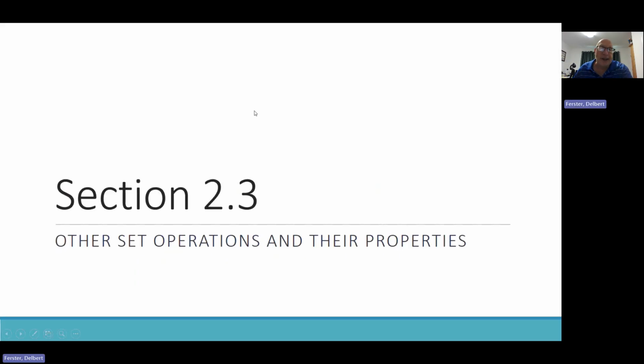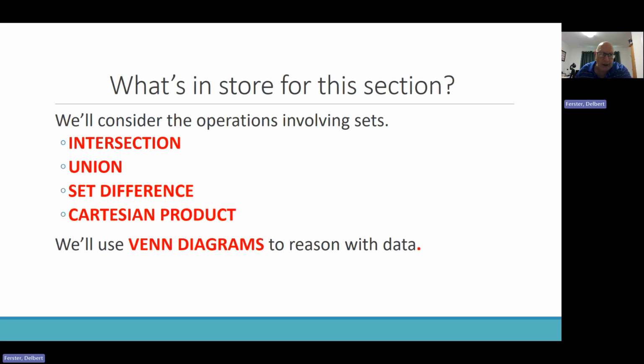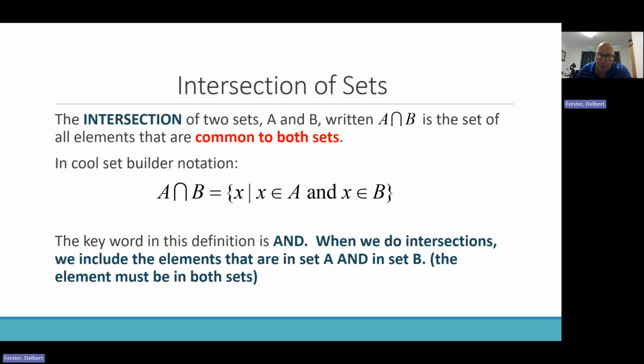All right, this PowerPoint's going to take us into section 2.3. So we're going to take a look at things like intersections and unions and some set operations. We'll also get to spend some time with Venn diagrams. For many of you, this will be new content. So here's an overview. We're going to look at intersections, unions, set difference, Cartesian products, and Venn diagrams. There's a lot going on here. Not hard, but might be new.